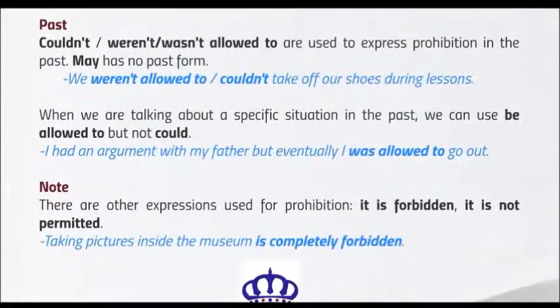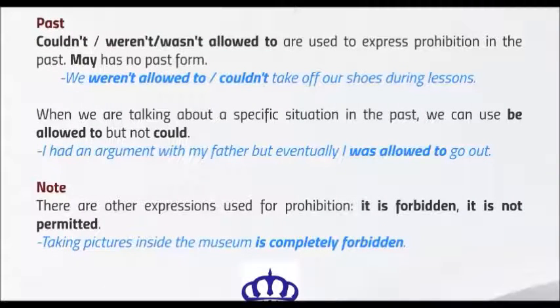For the past, we use couldn't, weren't, wasn't allowed to, which are used to express prohibition in the past. May has no past form. We weren't allowed to, or we couldn't take off our shoes during lessons. When we are talking about a specific situation in the past, we can use be allowed to, but not could. I had an argument with my father, but eventually I was allowed to go out.